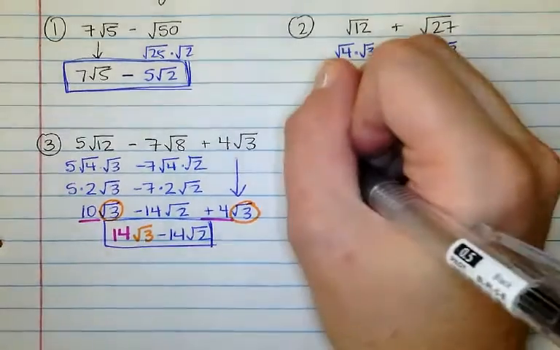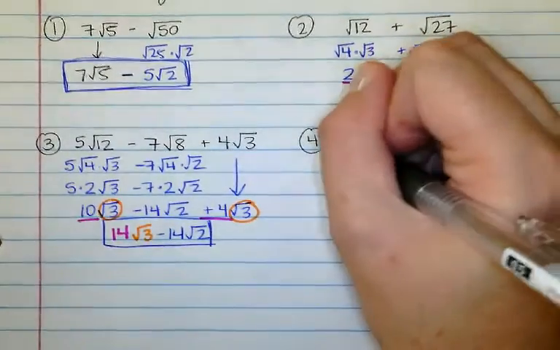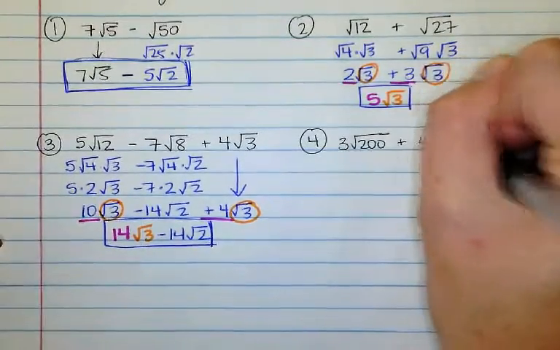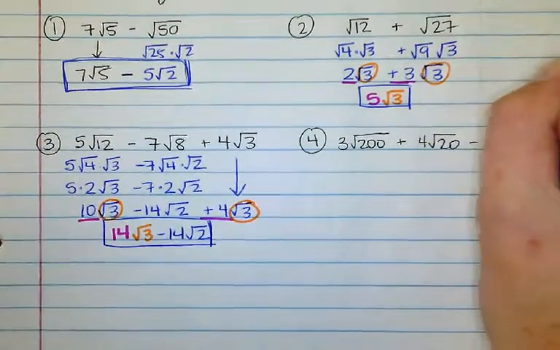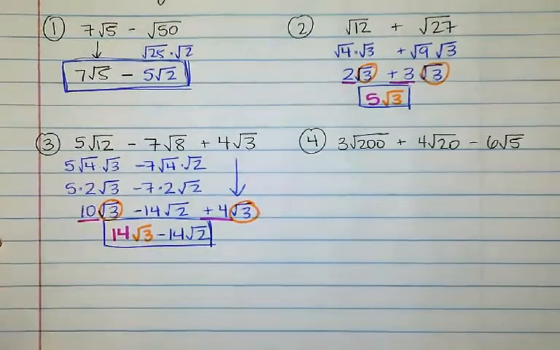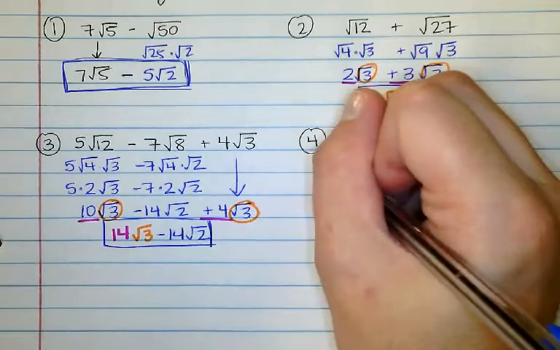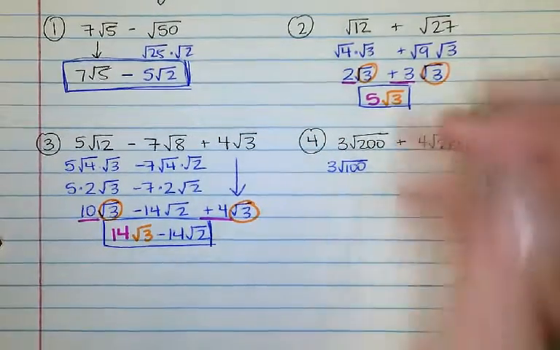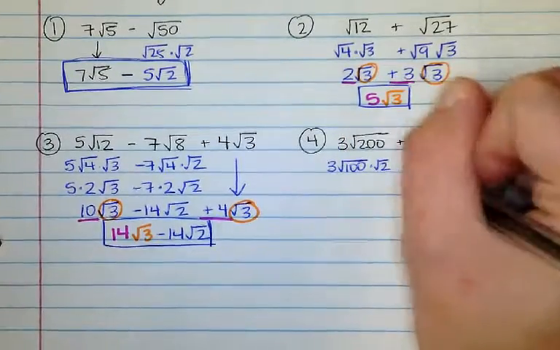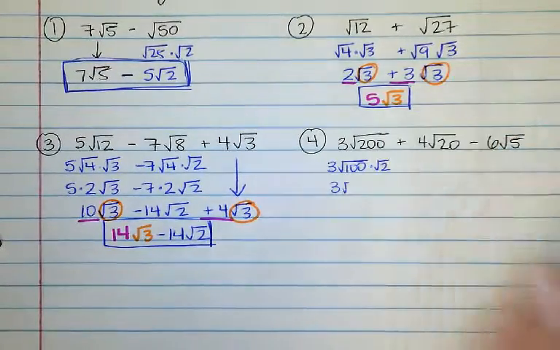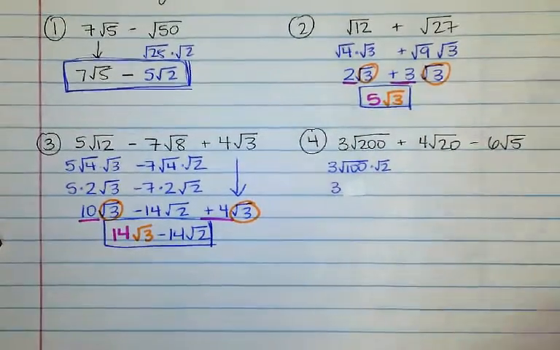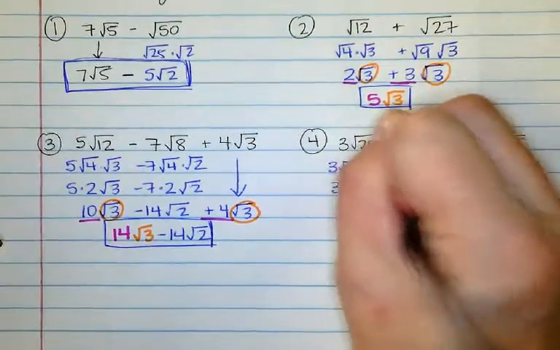Alright, so we have 3 square root of 200 plus 4 square root of 20 minus 6 radical 5. So we want to go ahead and simplify our radicals. So I'm going to rewrite square root of 200. I'm going to say 3 square root of 100 times square root of 2. And that's going to be 3 times what, y'all? Times 10 times the square root of 2. So that's just 30 square root of 2. You guys comfortable with that?